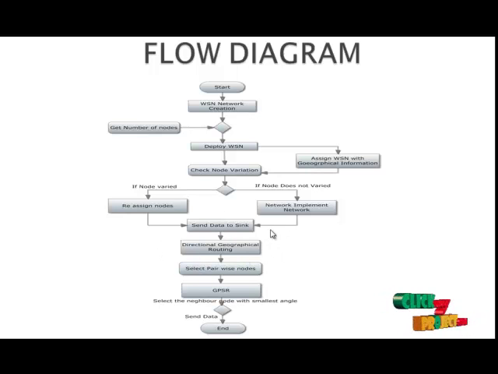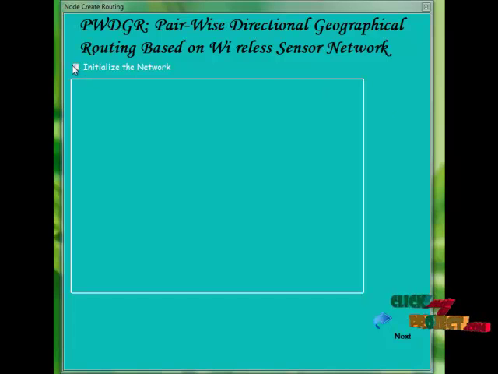So after directing the geographical routing, we are selecting the pairwise nodes. Regarding the pairwise nodes, we are creating the GPSR, that is greedy perimeter stateless routing. By using that algorithm, we are finding the neighbor node with the smallest angle and sending the data. Here our process ends. Let's see the execution process.